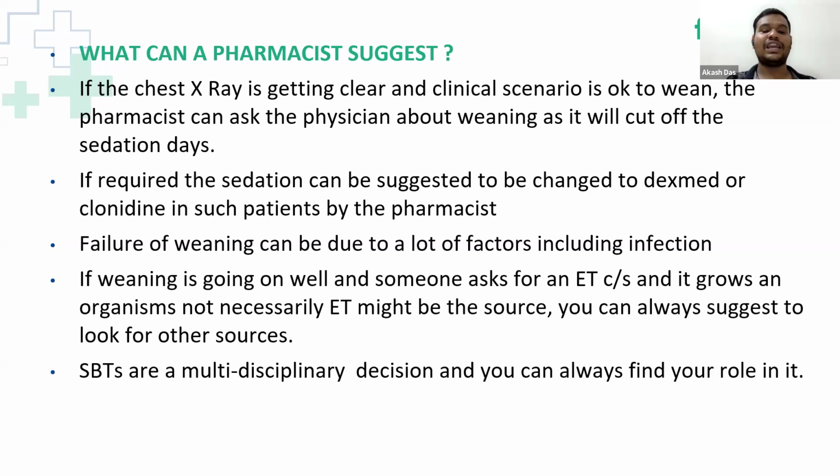So failure of weaning can be due to a lot of factors, including infection or any mechanical problems. If weaning is going on well and somebody asks for an ET culture and it grows an organism, not necessarily ET might be the source. So as a pharmacist, you can always look for this. You can always suggest to look for other sources. Whenever you're weaning, if an ET culture is sent and it is growing something, but your patient is weaning well, you don't need to treat it. It might just be a colonizer. So you can look for the other sources. So SBTs are always a multidisciplinary decision, and you can always find your role in it, as I have mentioned, as a pharmacist.